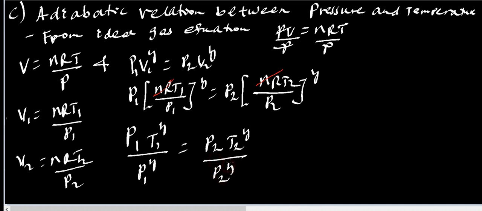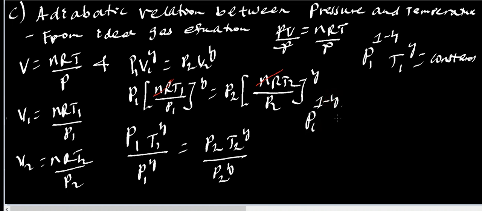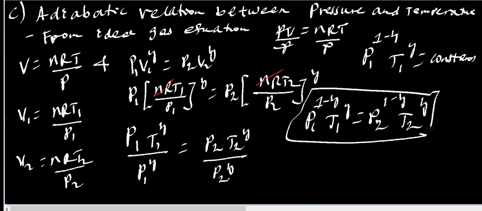This implies that P1 to the 1 minus gamma times T1 to the power of gamma is constant. So P1 to the 1 minus gamma T1 to the gamma is equal to P2 to the 1 minus gamma T2 to the gamma. Okay? This is what the relationship between pressure and temperature looks like for the adiabatic process.